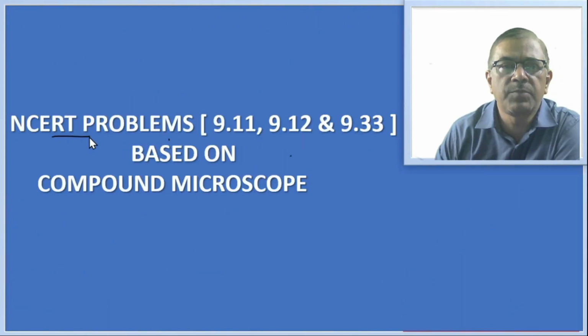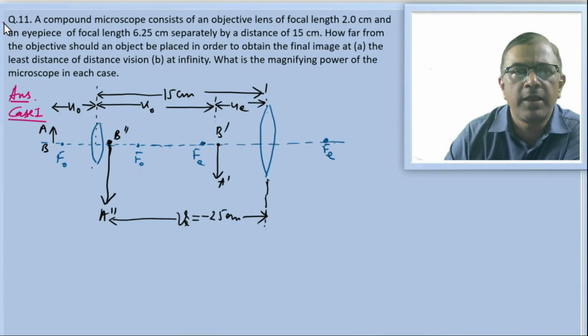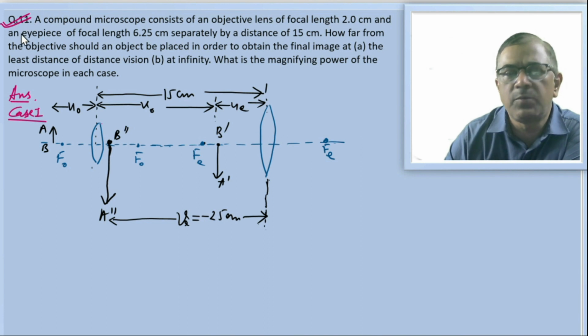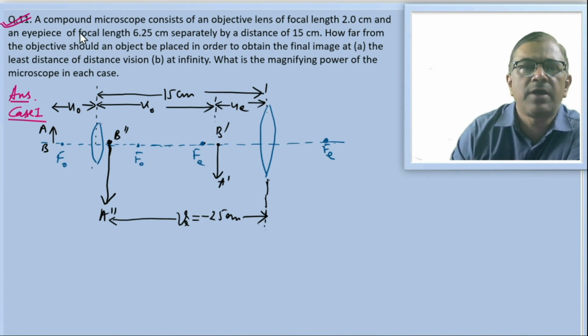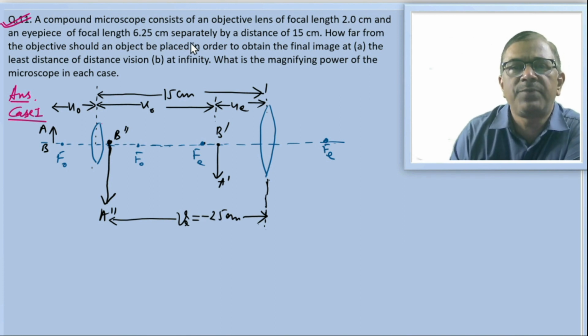Now we'll start with NCERT problems 9.11, 9.12 and 9.33, which are based on the compound microscope. I expect that you have read problem number 9.11 carefully. According to the problem, the objective lens has focal length 2.0 cm, eyepiece has focal length 6.25 cm, and these two lenses are separated by 15 cm. Let's see in this diagram.